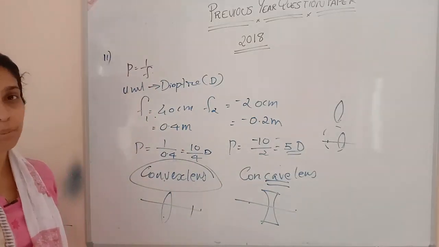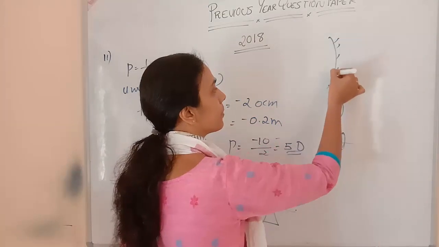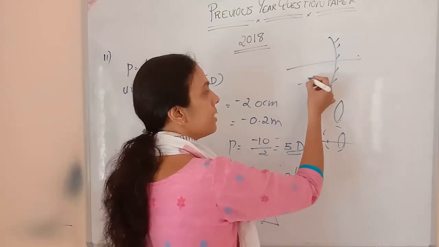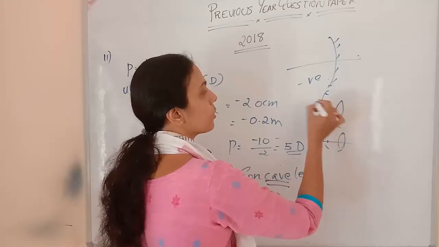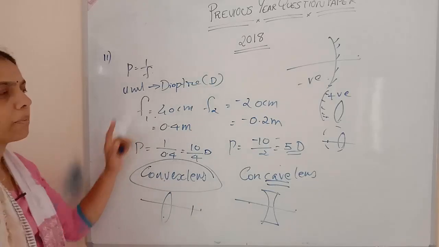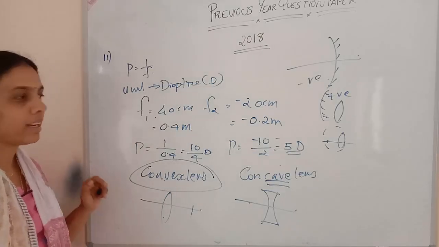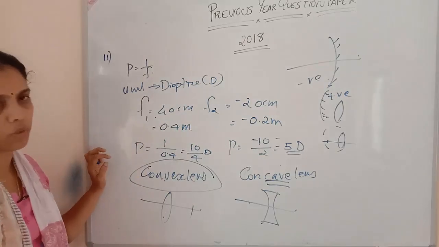Same like mirror. Mirror you know, right? Concave will be negative. Convex means it is like this, so convex means focal length is positive. The same only here also. Negative means it will be concave, positive means it will be convex.